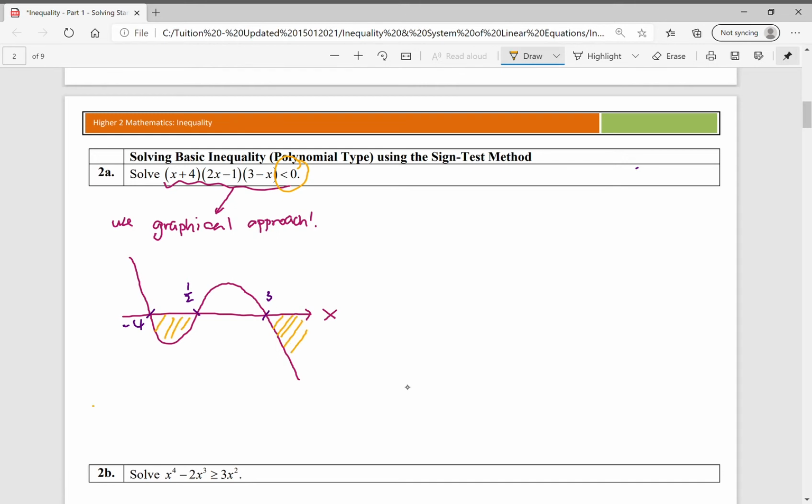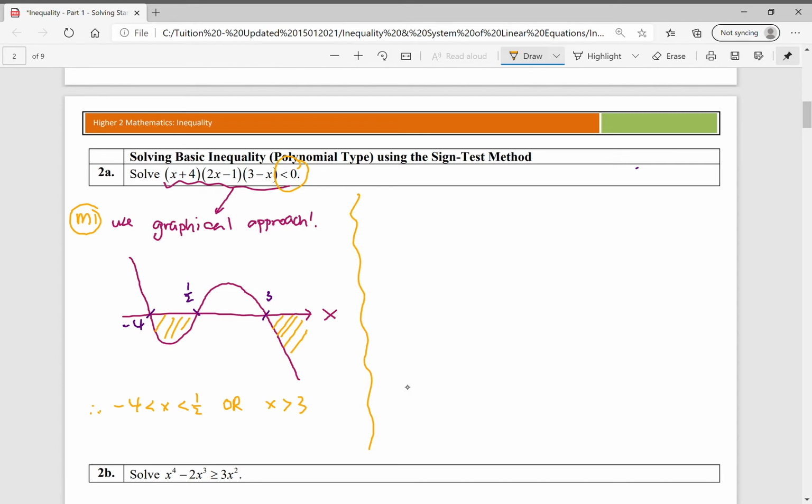Therefore, as you can see, there are two regions over here. So x is between -4 and half, or, don't put a comma, I repeat, you must not put a comma because it's not an acceptable mathematical symbol, apparently. Or, you're supposed to say that x is greater than 3. So done already. This is our first method, using a graphical approach.